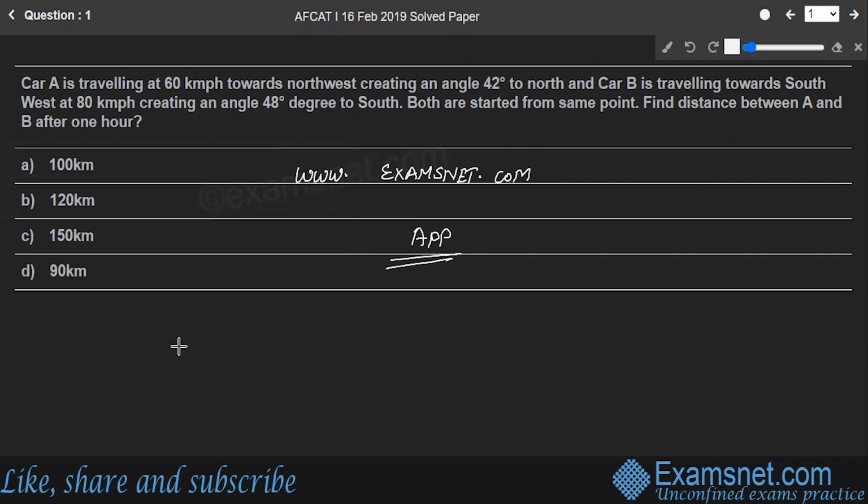So let's start solving the paper. Here we go with the first question, which is a mathematical question. Car A is traveling at 60 kilometers per hour towards northwest, creating an angle of 42 degrees to the north. And car B is traveling towards southwest at 80 kilometers per hour, creating an angle of 48 degrees to the south. Both started from the same point. You have to find the distance between A and B after 1 hour.